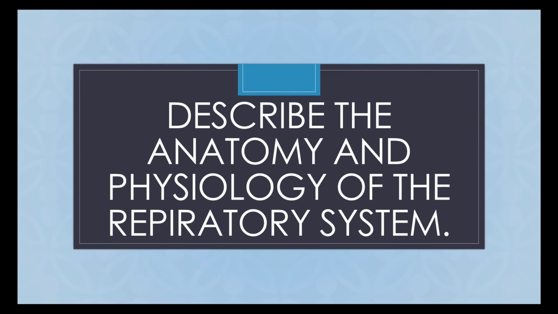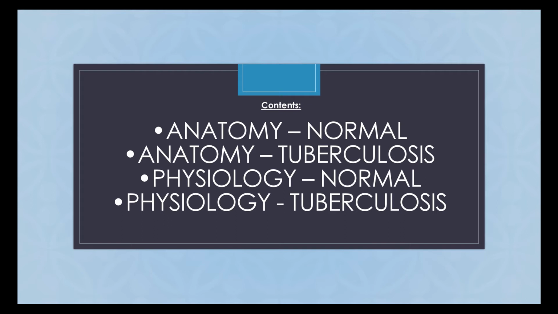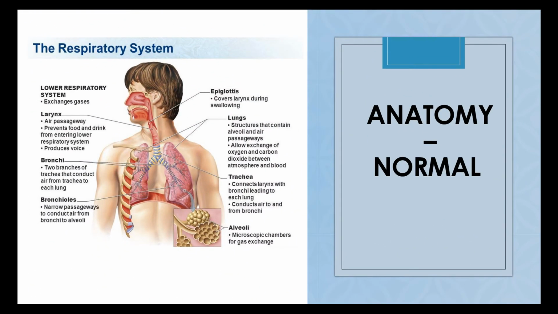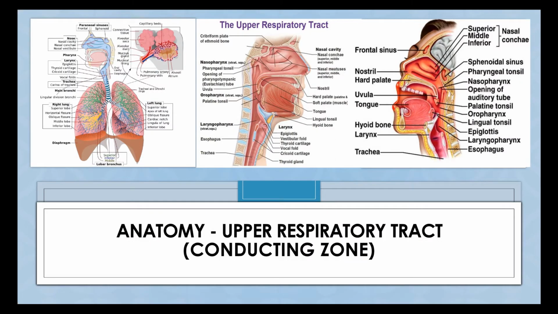This presentation will cover the normal anatomy and physiology of the respiratory system, as well as the altered anatomy and pathophysiology of the respiratory system when tuberculosis is present in the body. Normal anatomy of the respiratory system. The respiratory system is divided into two main components. The upper respiratory tract, otherwise known as the conducting zone, is the first component.